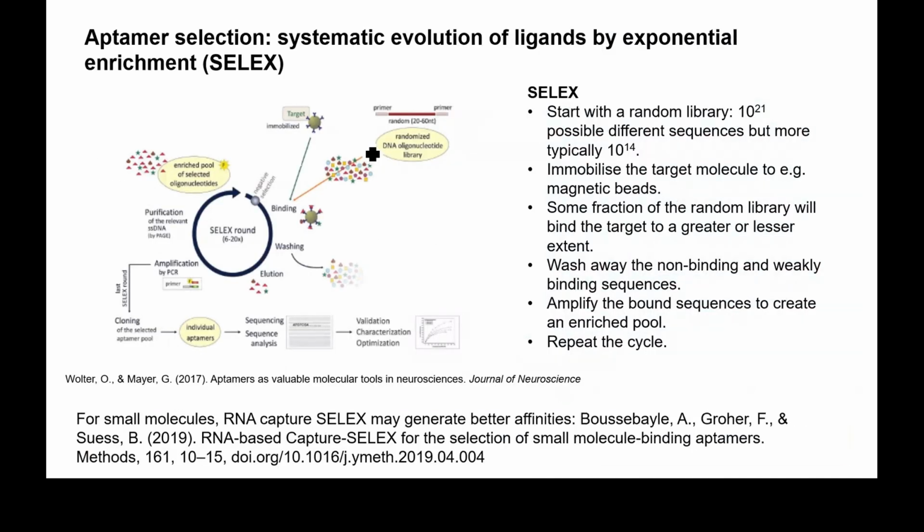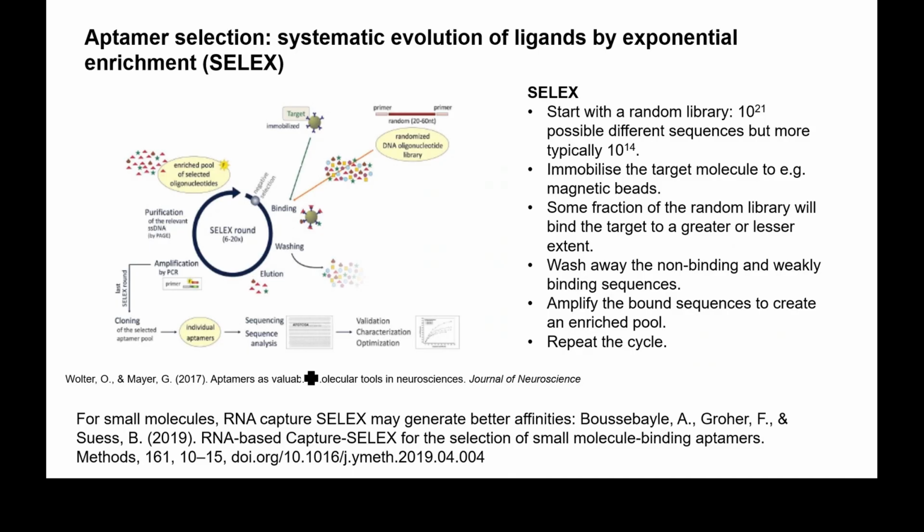The way they're selected is by this SELEX process. So you have your target analyte, sometimes bound to a magnetic bead, for example. You drop it in your target analyte solution. We have a random selection of around 10 to the 14 different sequences of DNA in the solution. Some of these will bind to our target.